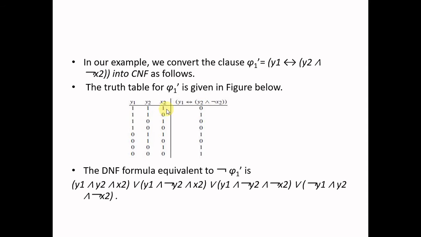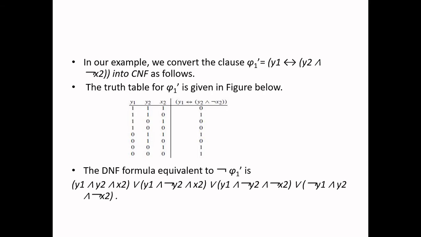Corresponding to the assignments you get either 0 or 1, so this formula will be evaluated to either 0 or 1. Next, you take all the entries which evaluate to 0. There are 4 entries which evaluate to 0, and you take each of them and write it in DNF, that is an OR of ANDs.